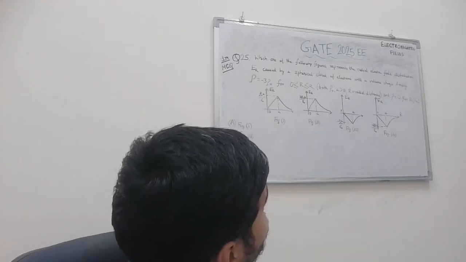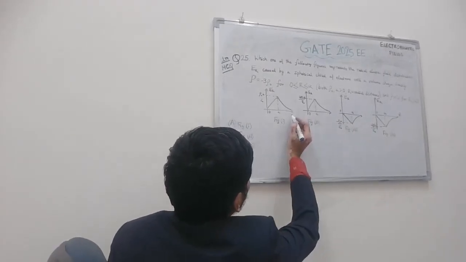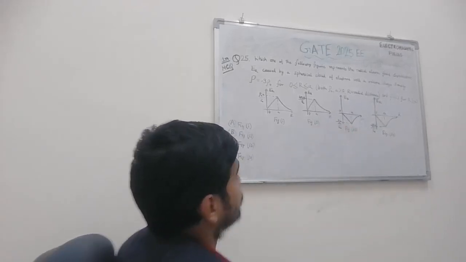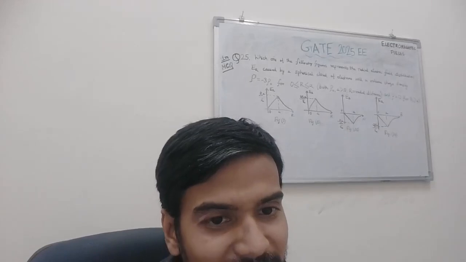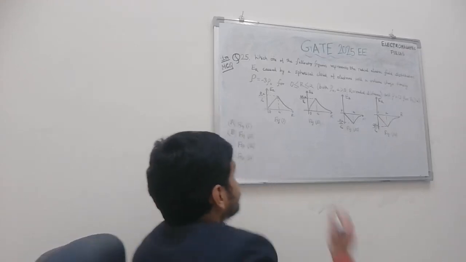4 figures are given which represent the radial electric field distribution. Let's move to the solution to this question. Let's derive the expression for electric field distribution by Gauss's law.